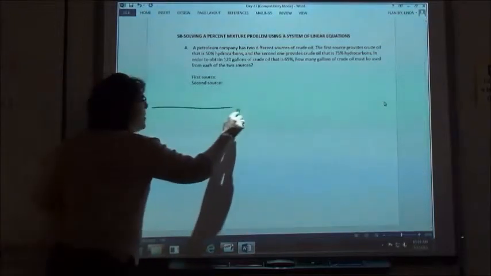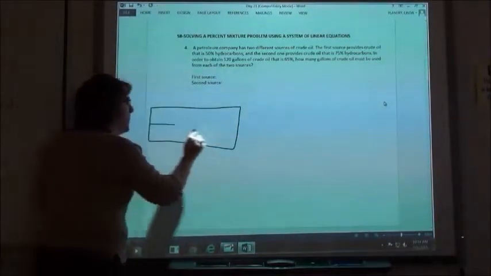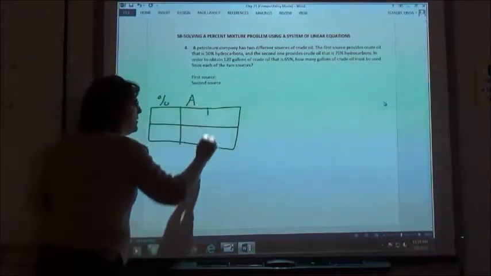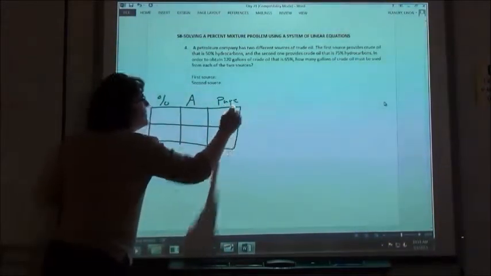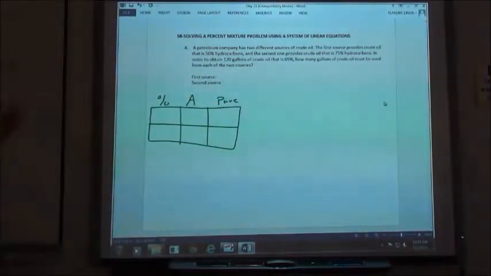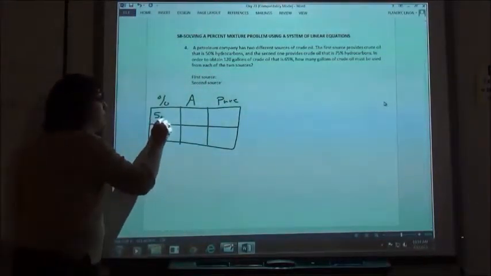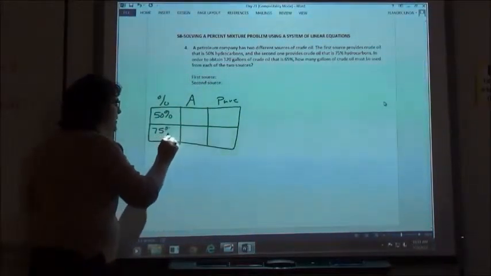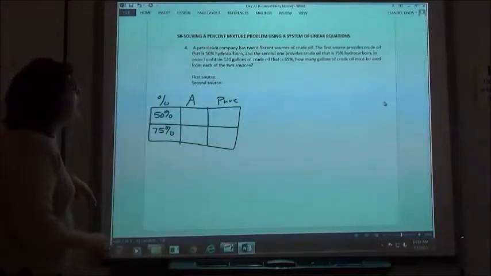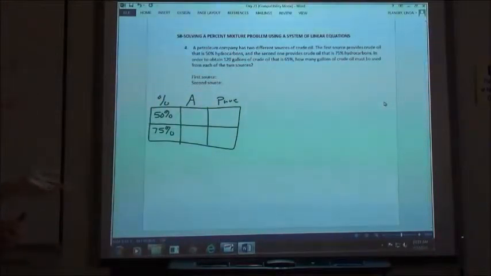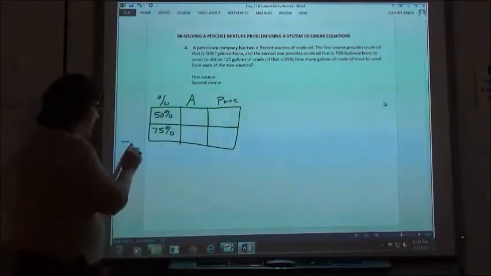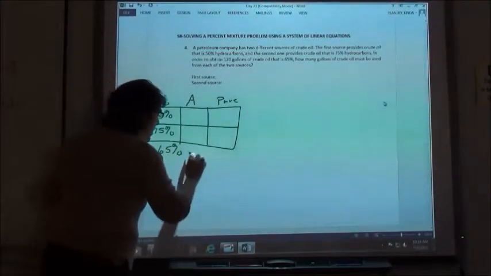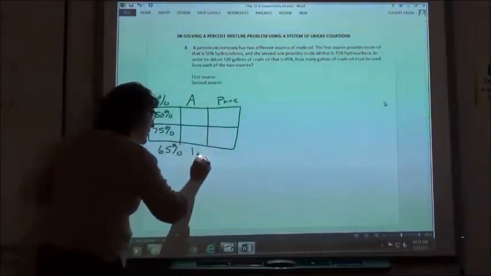So I want to think about, if I have a table here, that if I take the percent times the amount, it's equal to the pure substance that I have. The first one is 50%. The second one is 75%. And I want to get 120 gallons of a crude oil that is 65%. So if I add my total, I'm going to have 65% that is 120 gallons.